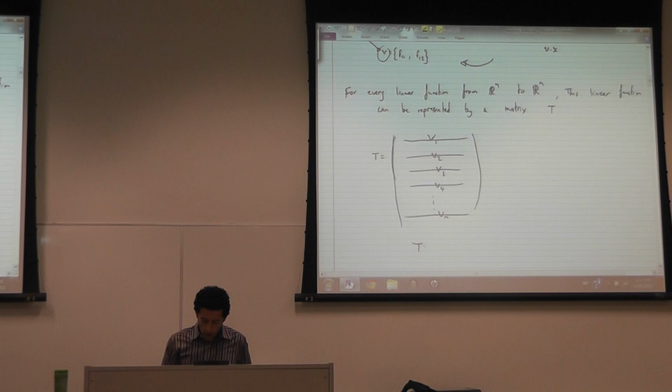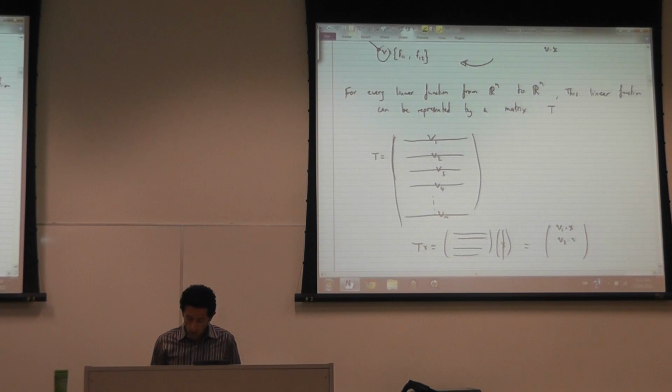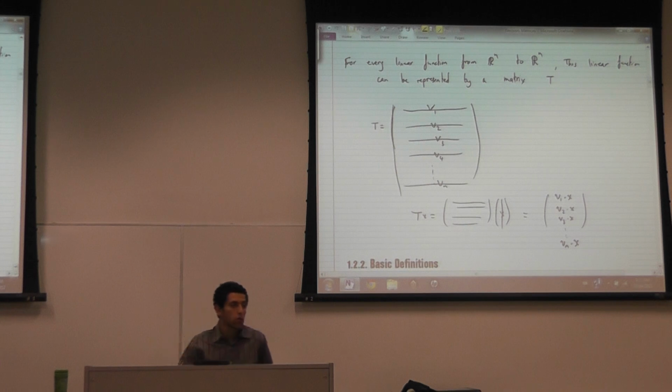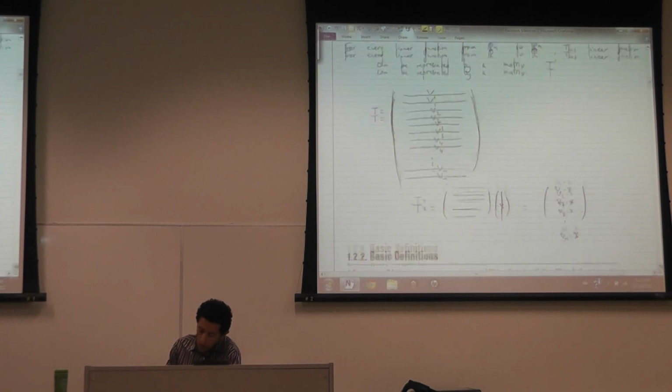So Tx, which is equal to all these vectors, will give me the first component of the new vector, which is basically the dot product between v1 and x. The second component is v2 dot x. The third component is v3 dot x. And so on, all the way up to vn dot x. Those n new components are obtained by taking the dot product of the row vectors multiplied by x.